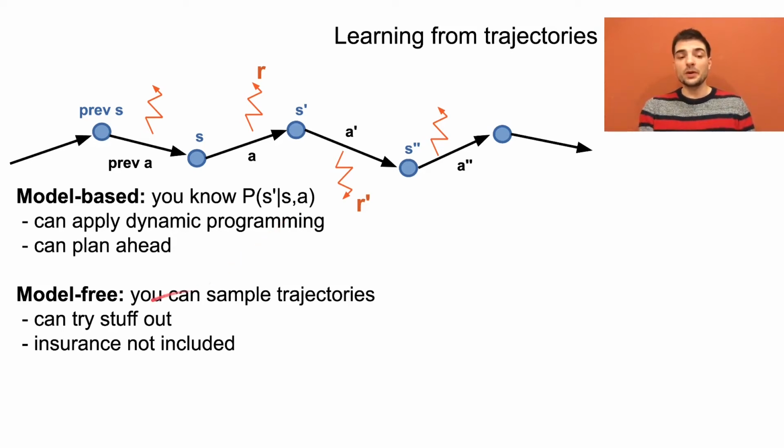That's why we work in the model-free approach, where we can only sample trajectories. We sample our action from our policy, because policy is the thing we possess, and try some stuff out. We don't have any guarantee, any insurance that our agent won't make some bad choices. So here is a question.